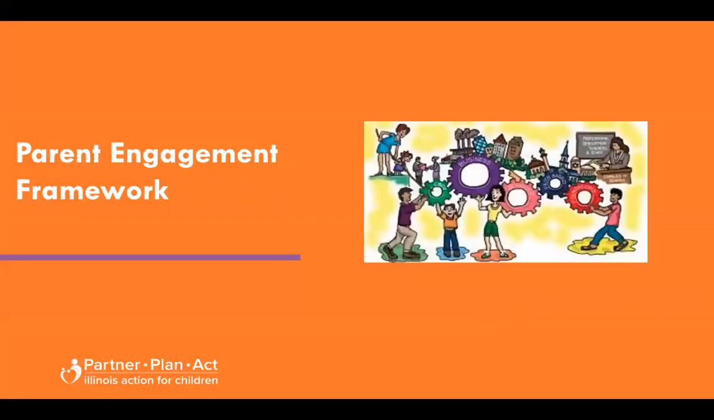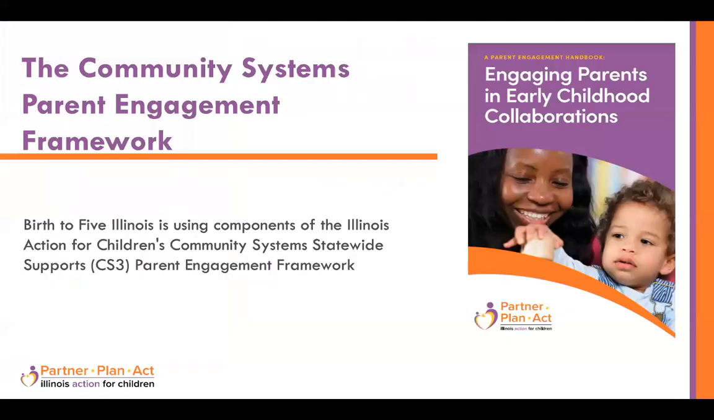We will now review the parent engagement framework. As we mentioned before, the CS3 team aims to support community systems development for collaborations in regions. Last year, we created a parent engagement framework for community systems. Birth to Five Illinois recognized an alignment in our framework that correlates to the work at the regional level. We have a series of resources, including a parent engagement handbook, Engaging Parents in Early Childhood Collaborations. Most of the ideas in the handbook can be applied to the regional community systems work.